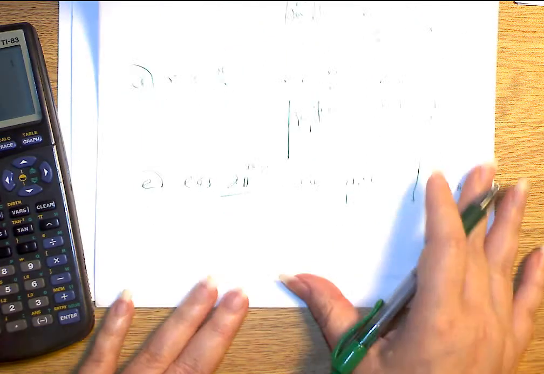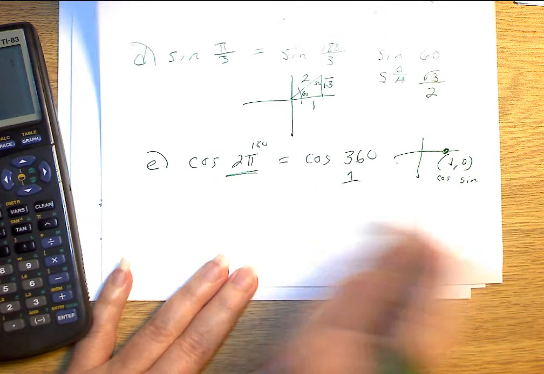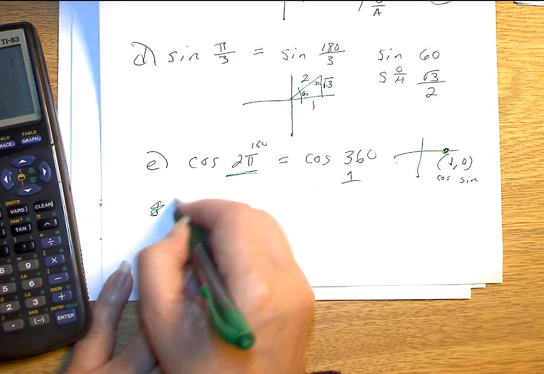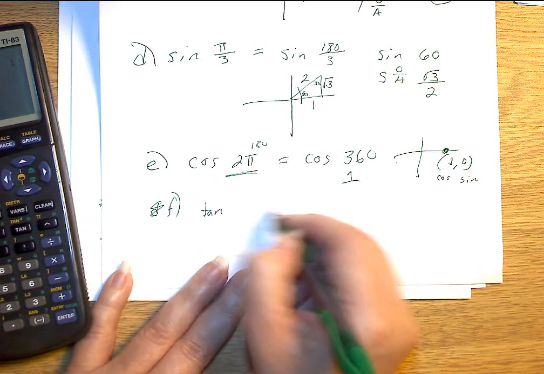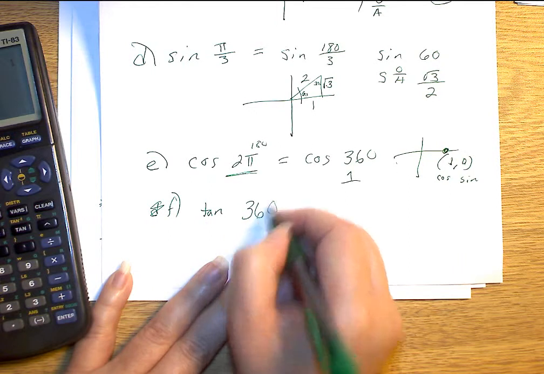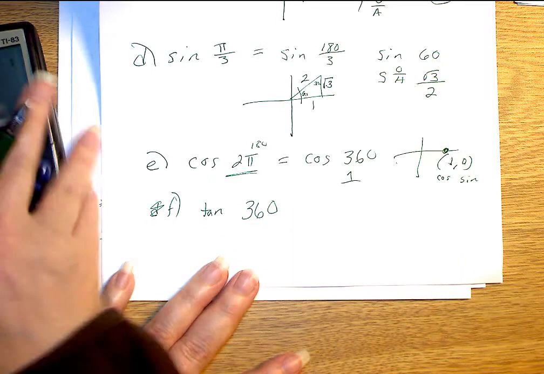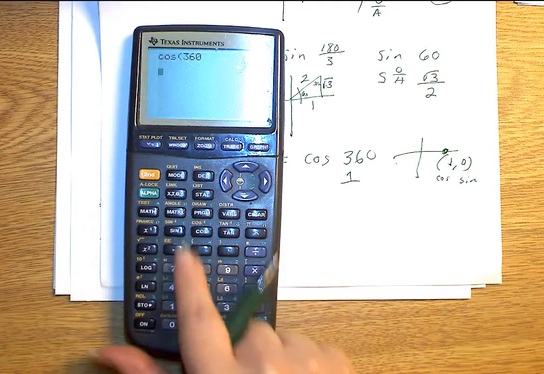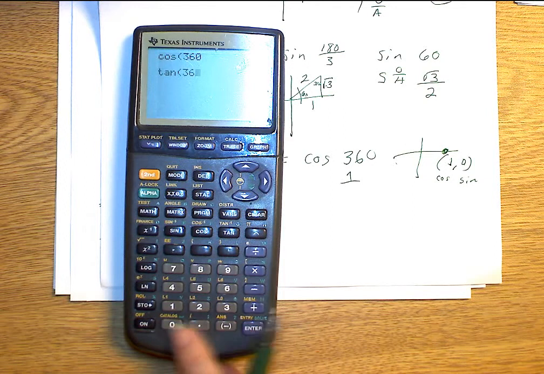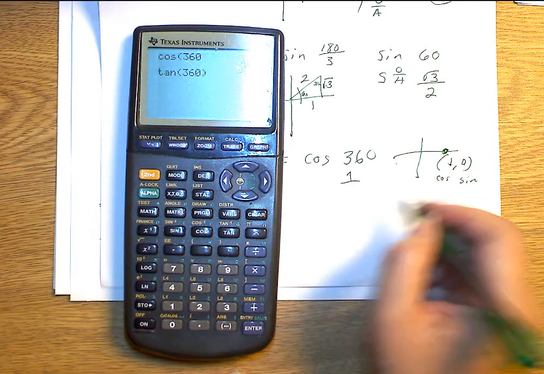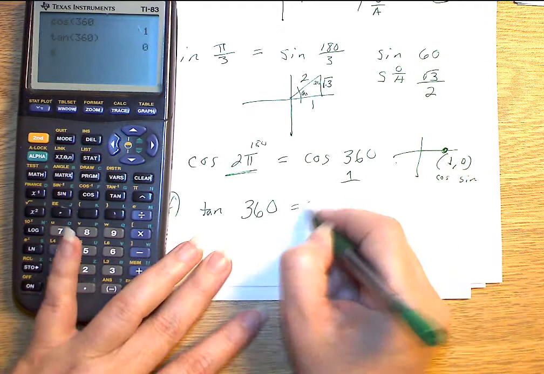And the last one of this is F is tan of 360. Plug that into your calculator. So I got tan of 360 is 0. Questions on those?